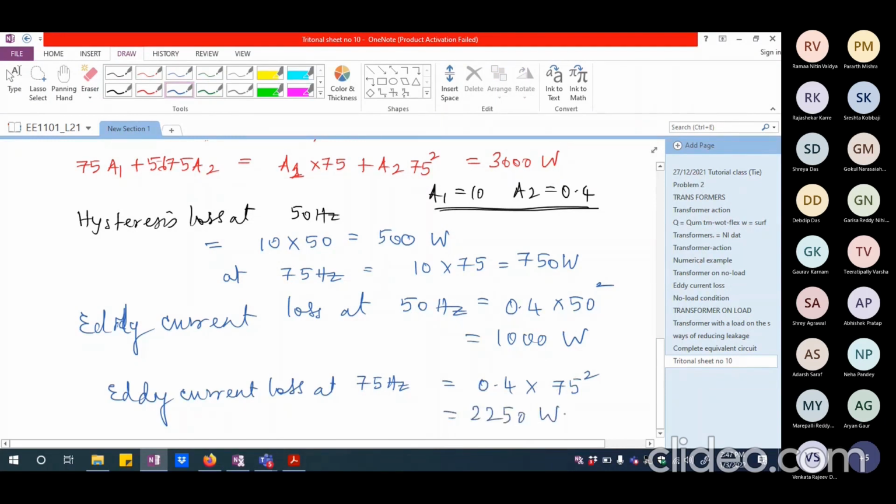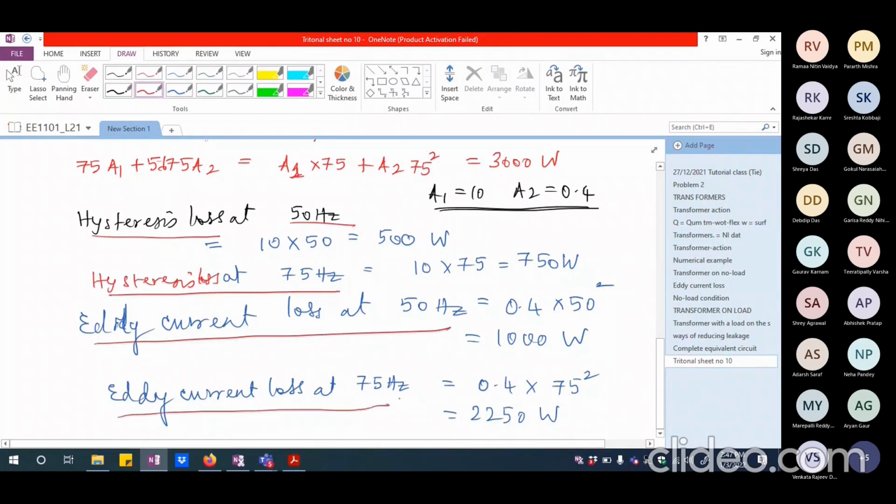And I think that will come out to be 2250 watts. So we have got the components which are hysteresis loss at 50 Hertz and hysteresis loss at 75 Hertz, and similarly, eddy current loss at 50 Hertz and eddy current loss at 75 Hertz. Okay? Is that all right? Any questions? Is this clear?